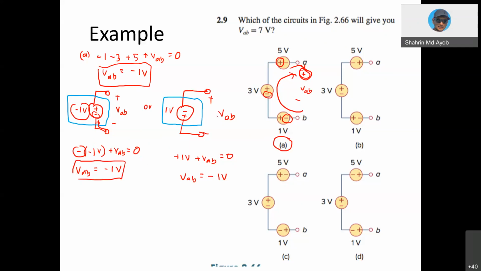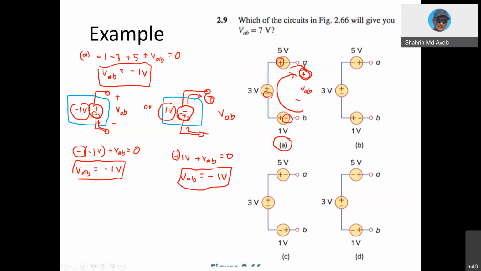If I redraw this one, I reverse the polarity, because I want to remove this negative value here. So let's see what is the value seen from the VAB. Start from here also, I will see positive polarity. What is the value of the voltage source? Positive 1 volt. So positive 1 volt plus VAB, right? Because after this, I see positive polarity, so equal to 0. Same, I will get VAB is negative 1 volt.